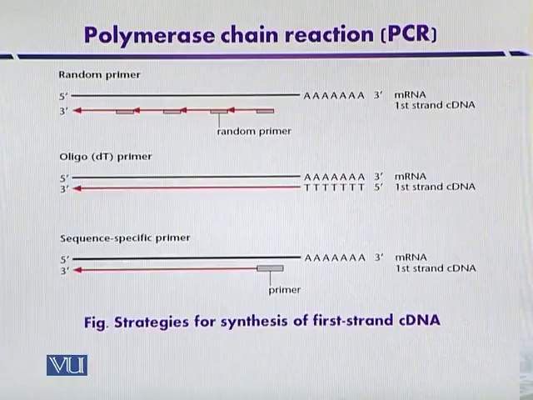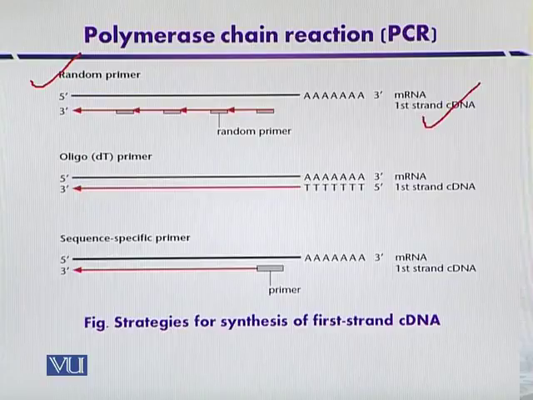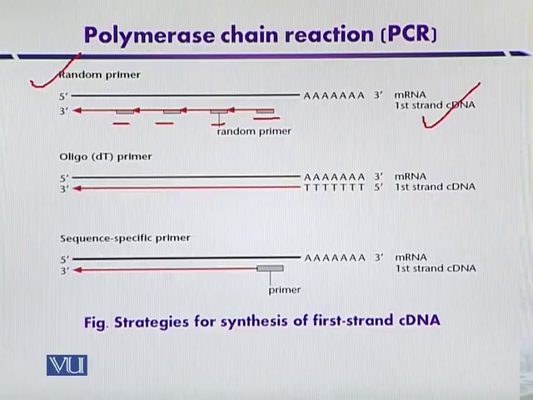And these strategies may be, first, random priming. That is, random primers can be used for the first strand biosynthesis of the cDNA. And here these are different sites where primers can bind randomly with the target messenger RNA. The second type is to use a short stretch of thymine residues or oligonucleotide.